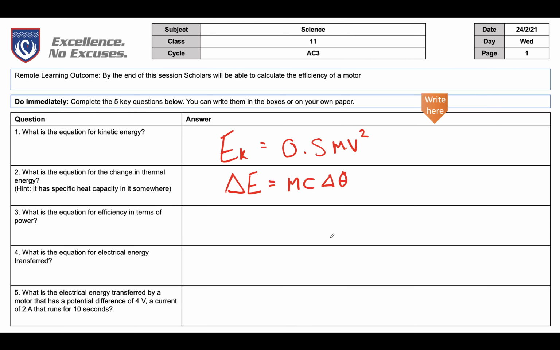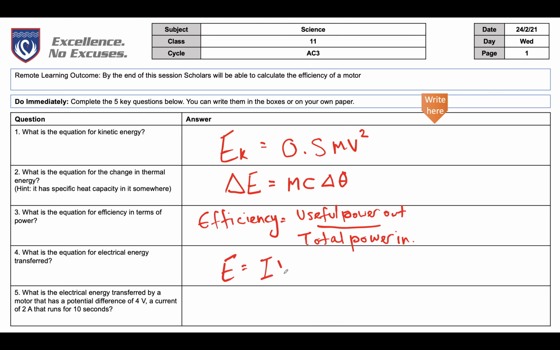change in temperature. What is the equation for efficiency in terms of power? So your efficiency is useful power out over total power in. The equation for electrical energy transferred is E equals current times voltage times the time in seconds.